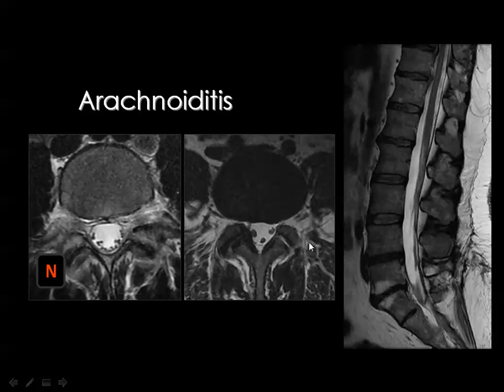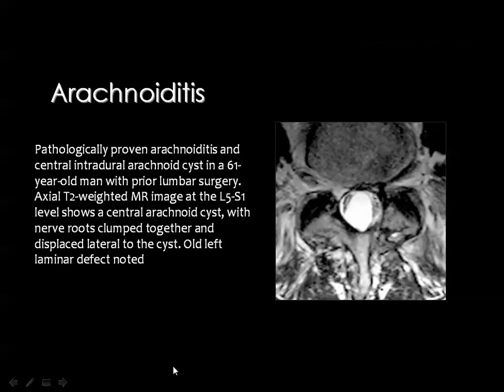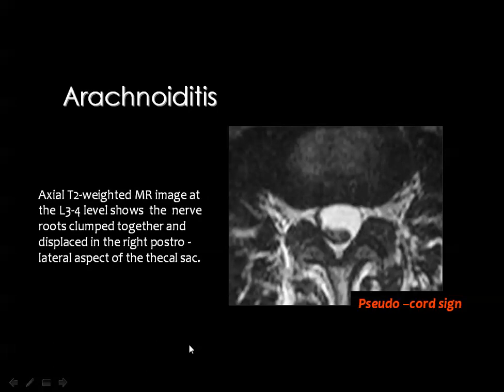This sign has no name, but either you have the empty cecal sac sign or the pseudocord sign, or other configurations like this one, for example. And this is the empty cecal sac sign. The nerve roots are adherent to the inner wall of the cecal sac. And this is the pseudocord sign. The nerve roots are adherent together, forming as if there is a cord in this particular segment, but there is no cord here.